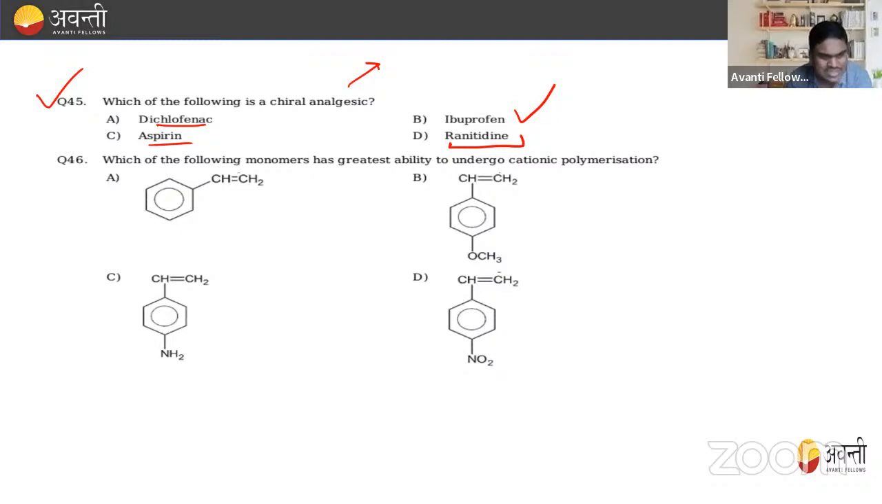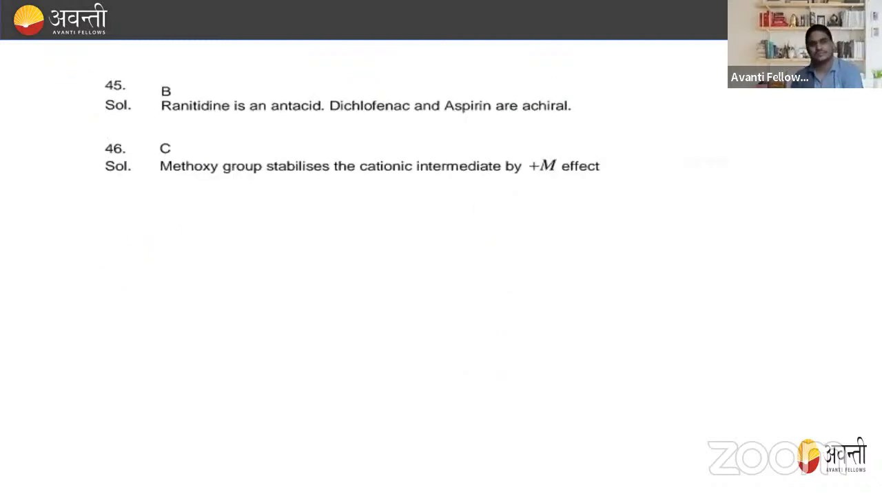So just observe it carefully. The methoxy group stabilizes the cationic intermediate by the plus M effect. So which one is the correct one? That is this one. That is 46 having the correct option, where C is N is 2 and C is double bond CH.